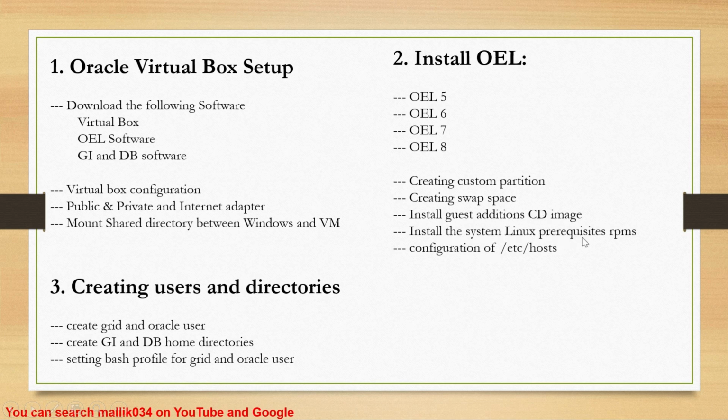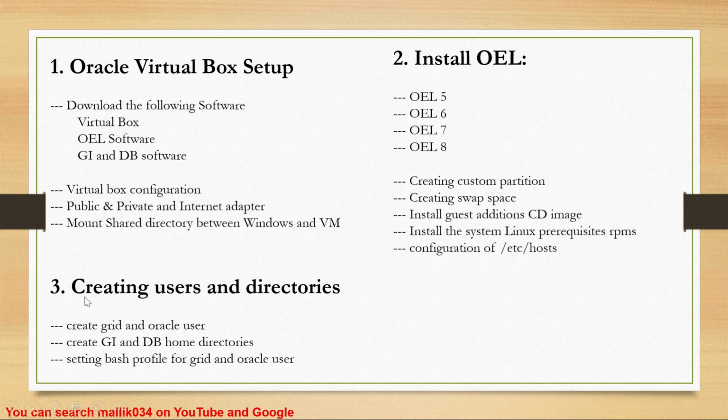And installing the prerequisite RPMs, some of the RPMs you need to install. Once you install your OEL, you need to install some RPMs like X11 RPMs and X forwarding, some of the RPMs like bind RPMs and DNS RPMs. You need to install those RPMs. I'm going to cover here. And how to configure your etc hosts file with your public IPs, private IPs, VIPs and scan IPs. I think I'm going to cover in this.